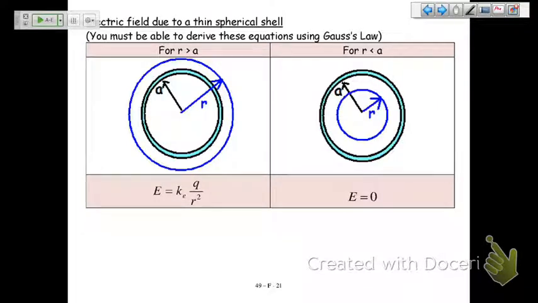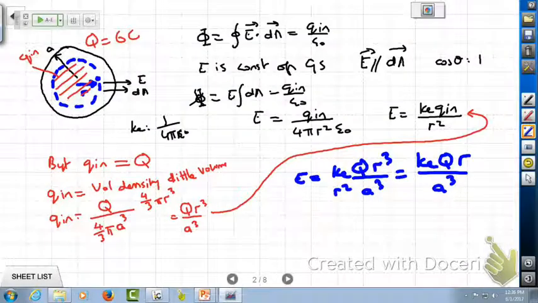Can you see how if I have a shell of charge, and I'm outside the shell of charge, it's the same old, same old. You're going to work it out. You're going to have KE Q in over R squared, and all of the charge is inside. So it's going to be the same, yeah? That's a no-brainer. This is weird. This is saying the electric field is zero.